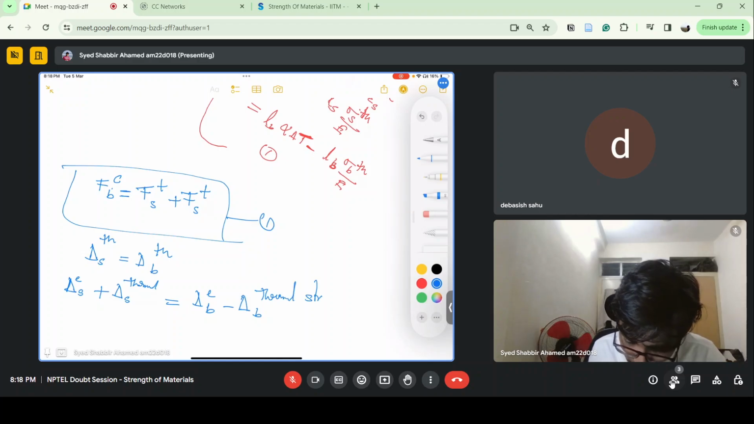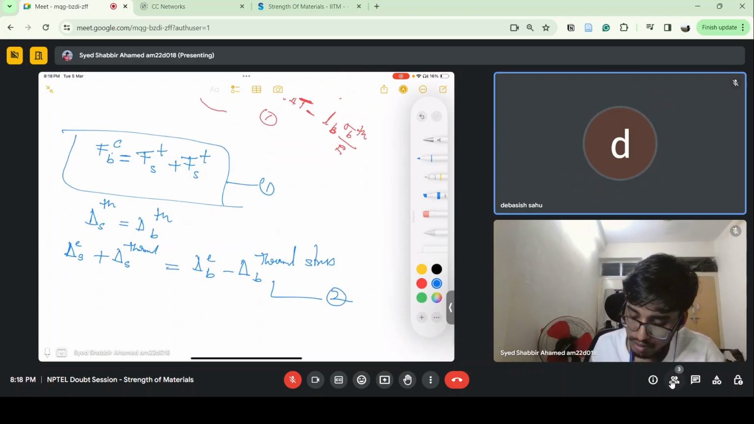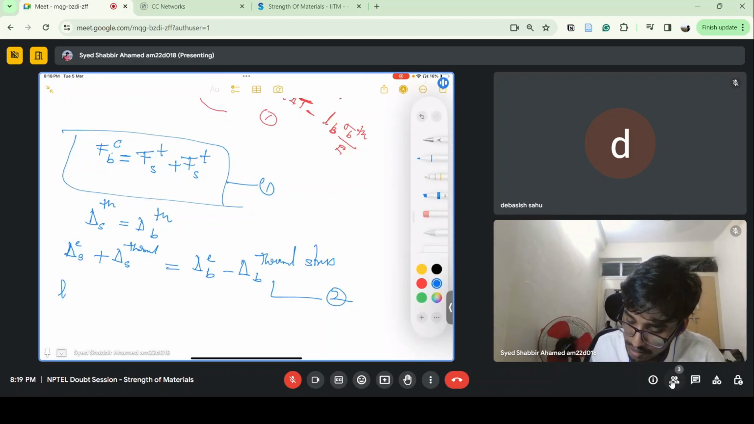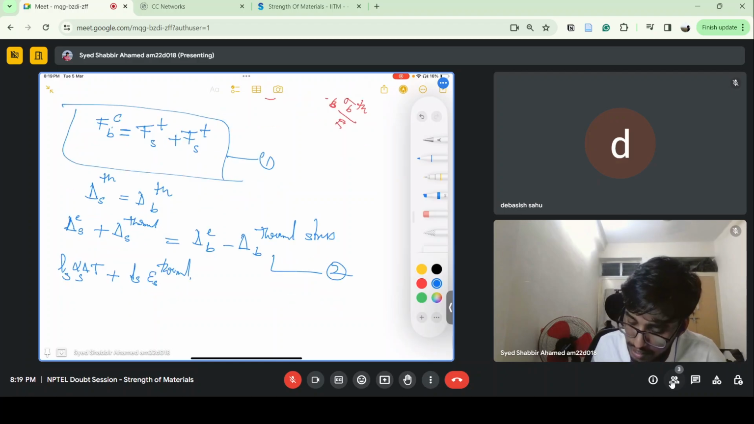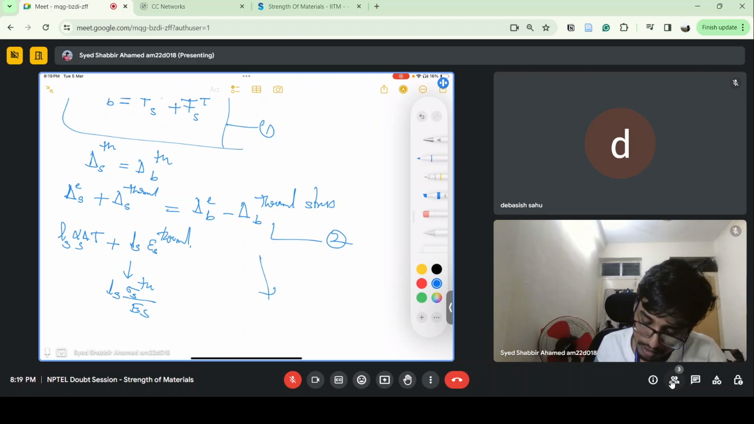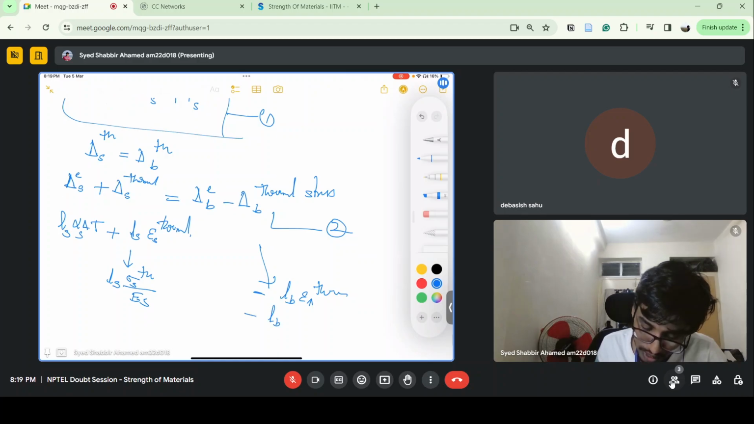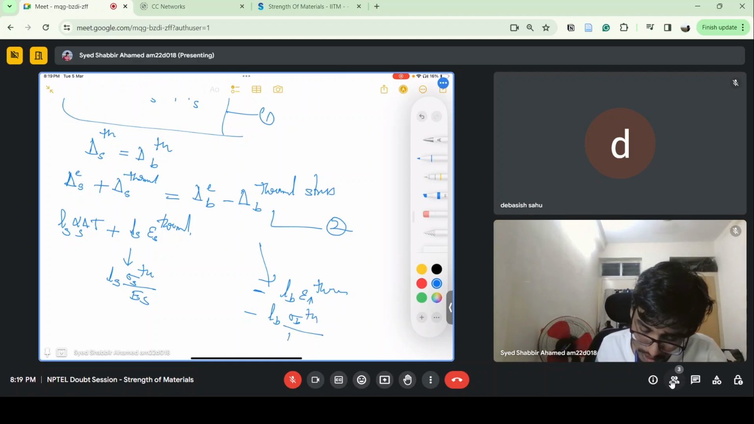Did you understand this? Yes, sir. So this is basically L alpha delta T. Temperature change we know, Ls we know, alpha s we know, and this is the expansion due to the thermal stress. I can write this in the form of strain, which is Ls into epsilon thermal, and epsilon thermal can be written as sigma s thermal by Es. Similarly, here also Lb into epsilon b thermal you will get. So strain due to the thermal stress, sigma b thermal by Eb.